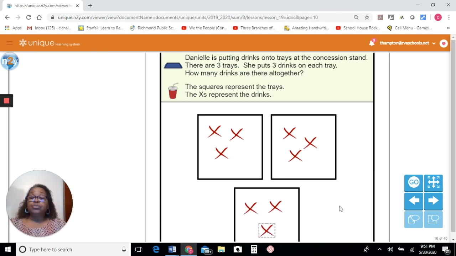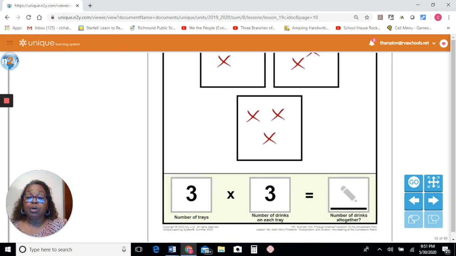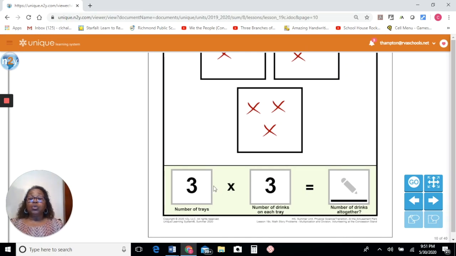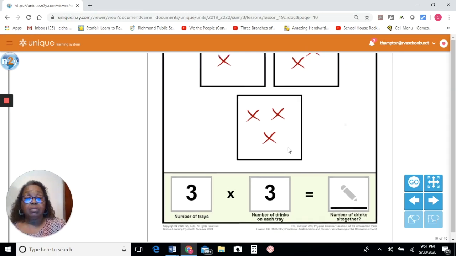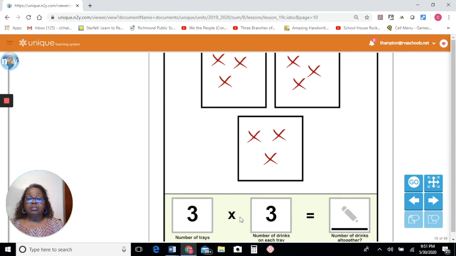So in order to get this answer, all we would have to do is count how many drinks altogether, just by counting the X's. We could do that, or we could say 3 plus 3 plus 3 and get an answer. But what we want to do, because we're using multiplication, we want to put 3 representing the 3 boxes times how many items in each box? 3. Each box has the same amount. That's very important. Each box has the same amount. 3 boxes, and each box has 3 in it.